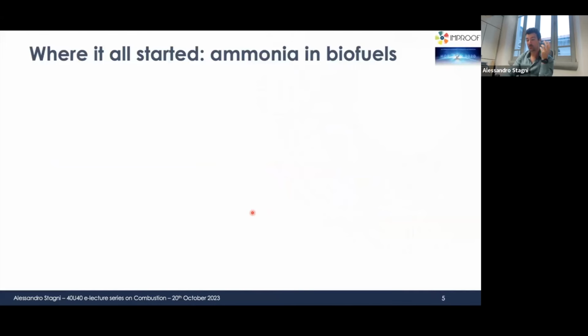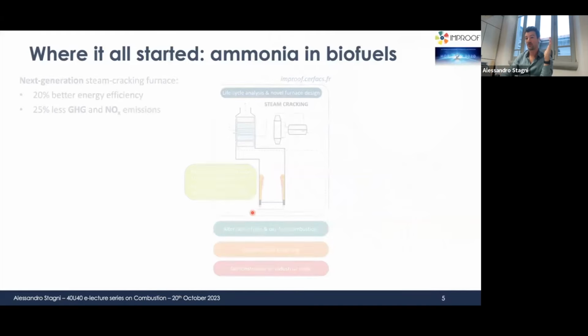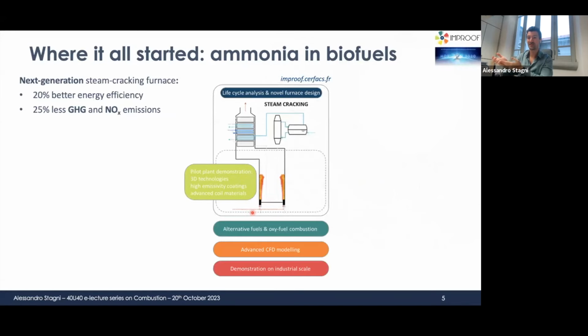So I would like to provide a historical overview of how our research started in ammonia. It actually started, I would say, 6 years or so ago in a project which was not 100% focused on ammonia, and it was basically targeted at the formulation of the next generation steam cracking furnace. This was called Improve. It ended in 2020, and its two major targets were 20% higher energy efficiency and 25% fewer greenhouse gases and NOx emissions.